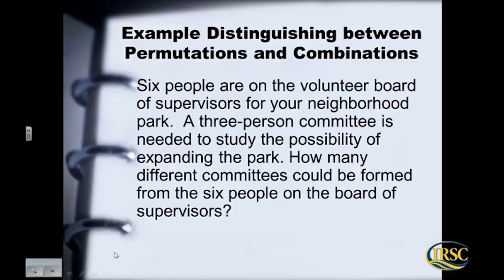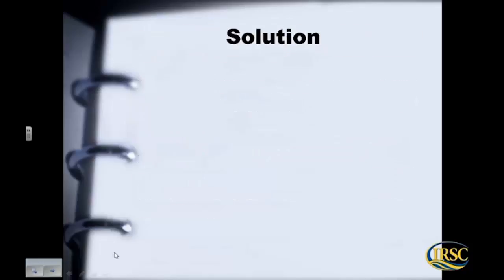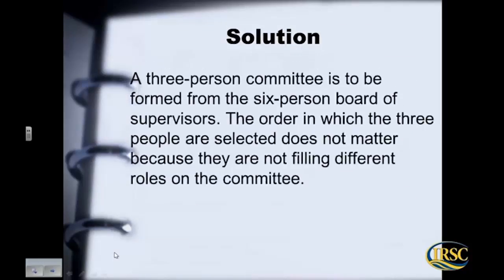So here's another example. 6 people are on the volunteer board of supervisors for your neighborhood park. A 3-person committee is needed to study the possibility of expanding the park. How many different committees could be formed from the 6 people on the board of supervisors? Okay, so take a minute to think about it. Is this a permutation or a combination? Okay, so combination, because order doesn't matter, is correct. Good.